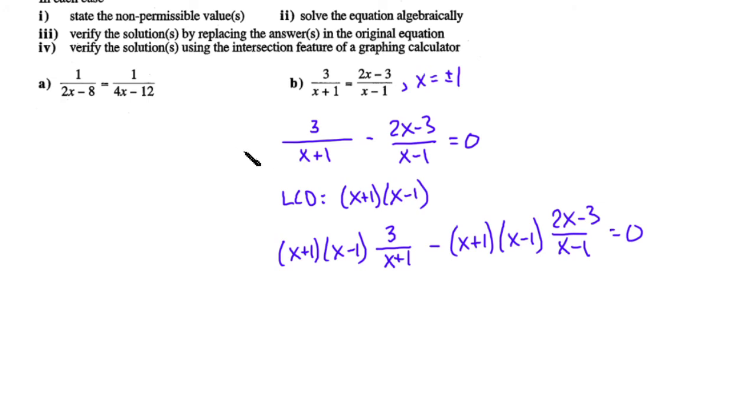And now we can see that we can cancel the denominators. This x plus 1 cancels this x plus 1. This x minus 1 cancels this x minus 1. So let's write out what we have left now. The first term, we're just left with 3 times x minus 1. And for the second term, we're left with x plus 1 times 2x minus 3.